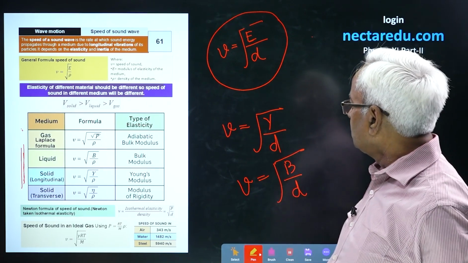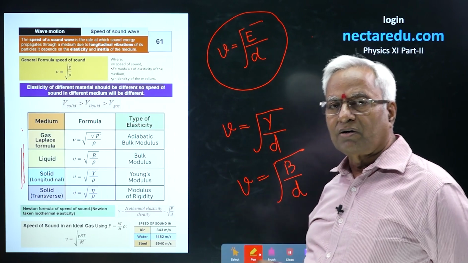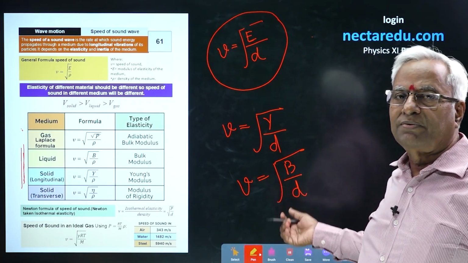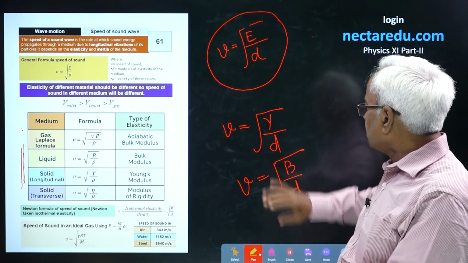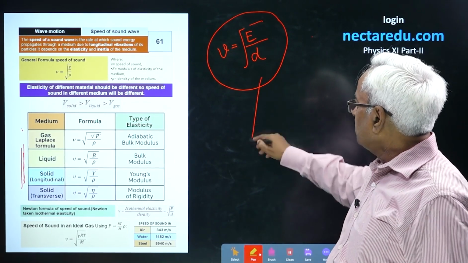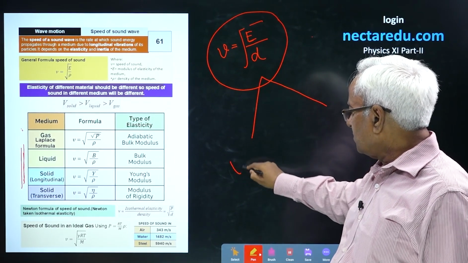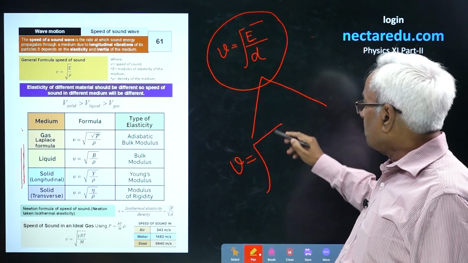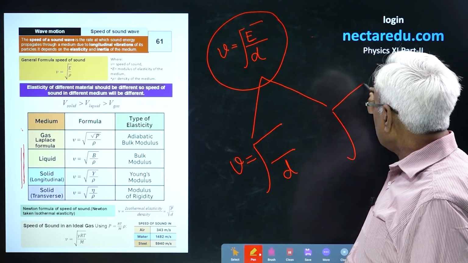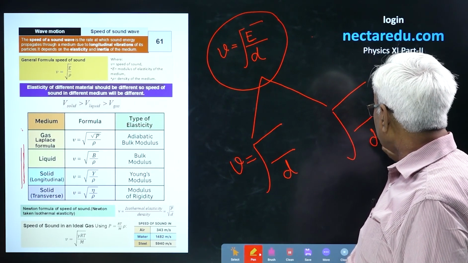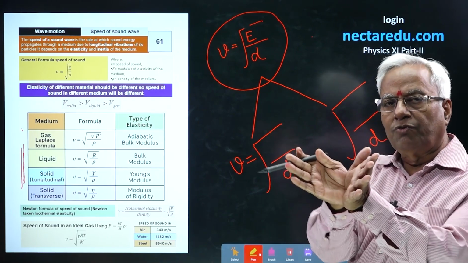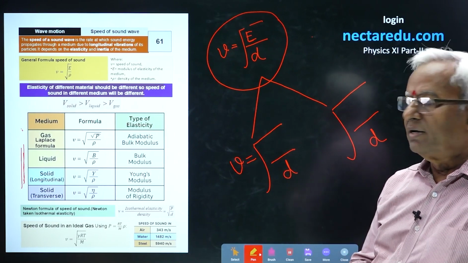When it comes to solid, obviously we are going to use Young's modulus. When it comes to liquid, obviously we'll use bulk modulus. But in case of gases, there are two choices. If you study the velocity of sound in gases, according to Newton it should be the modulus of elasticity, but since the modulus of elasticity in gases is of two types, we are at a stage where two ways are open and we have to choose one.